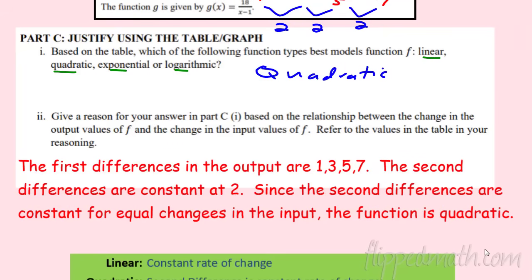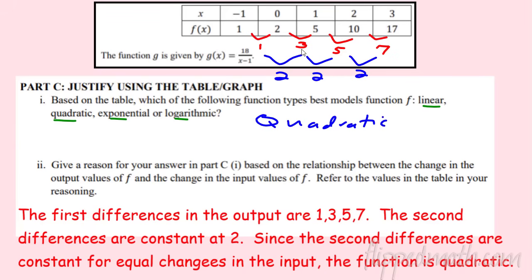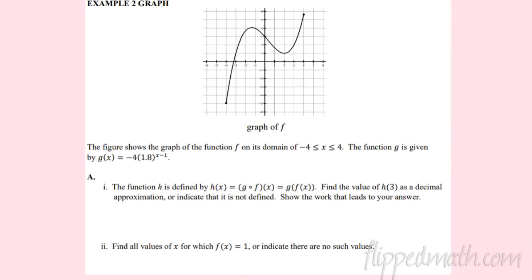Okay, there is the model response right here, where I said the first differences of the output from the table up here are 1, 3, 5, 7. The second differences are a constant 2. Because the second differences are constant for equal changes of the input, and don't forget to reference that these have to be equal up top as well, then the function is quadratic. So again, I snuck these sentence frames in before your practice, right after your notes, so you can have them for examples when you're writing up your perfect responses too. Boom, there it is. We just crushed our first FRQ.